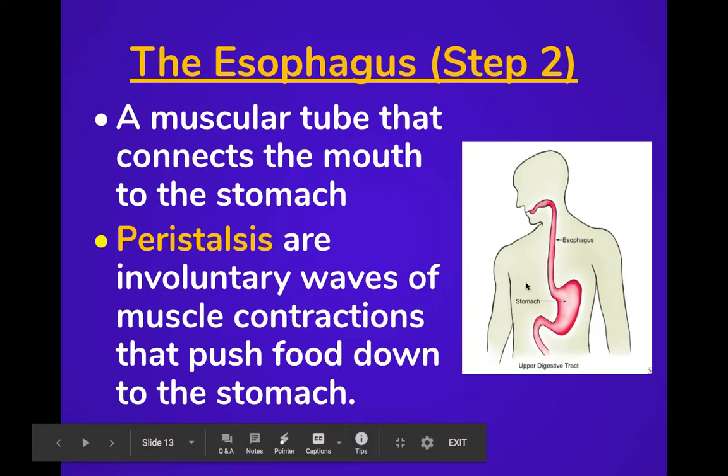So we have these involuntary muscles in here. We don't have to tell them to work. They just work on their own. But they are what push the food from when you swallow your food, they push it on down into your stomach. Okay?